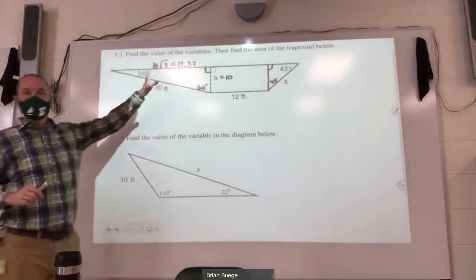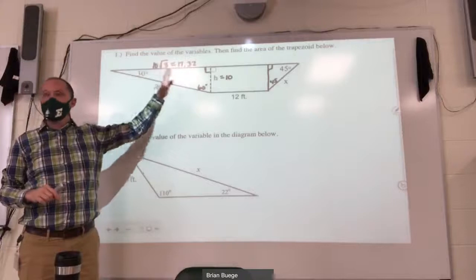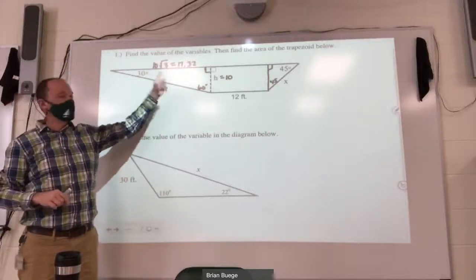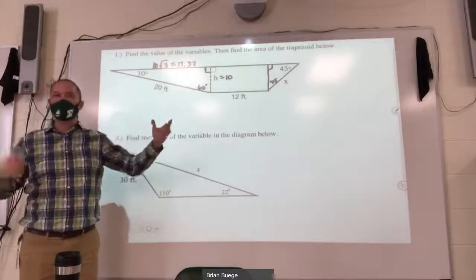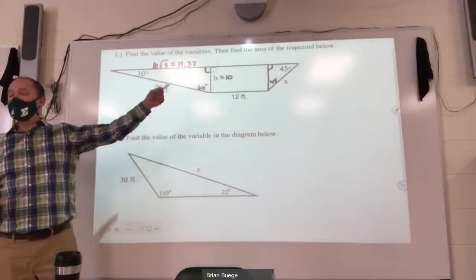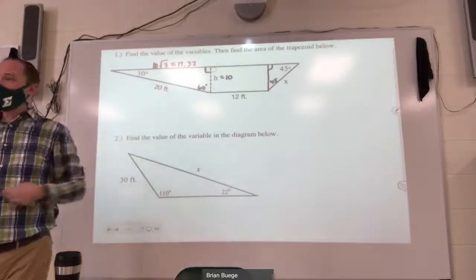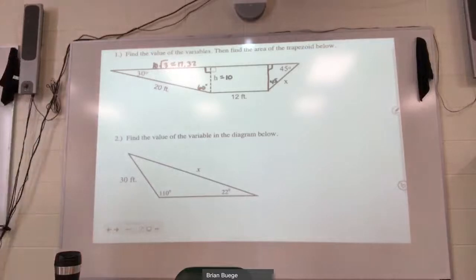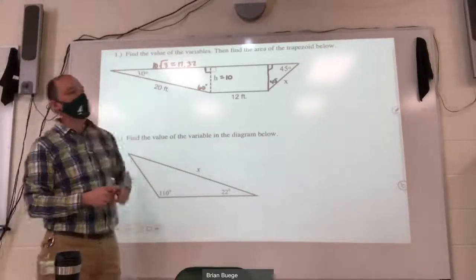And again, if the shortcuts in the triangles are not making sense, you could still set up a sine, cosine, or tangent problem and solve for those missing pieces. You don't have to use those shortcuts if they don't make sense to you. So just a heads up on that one.